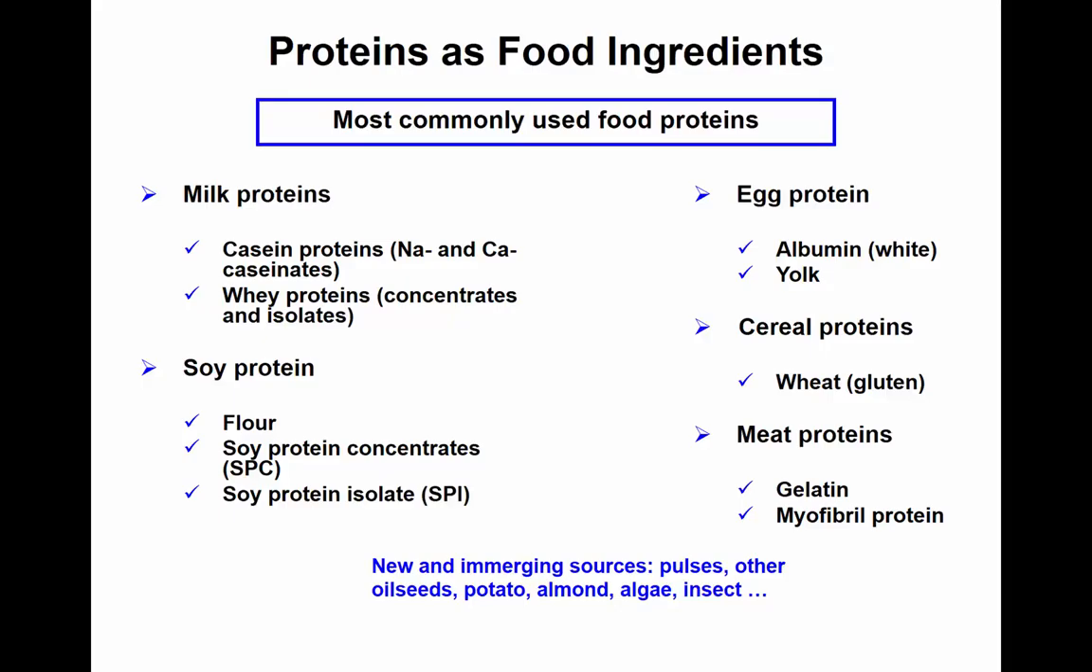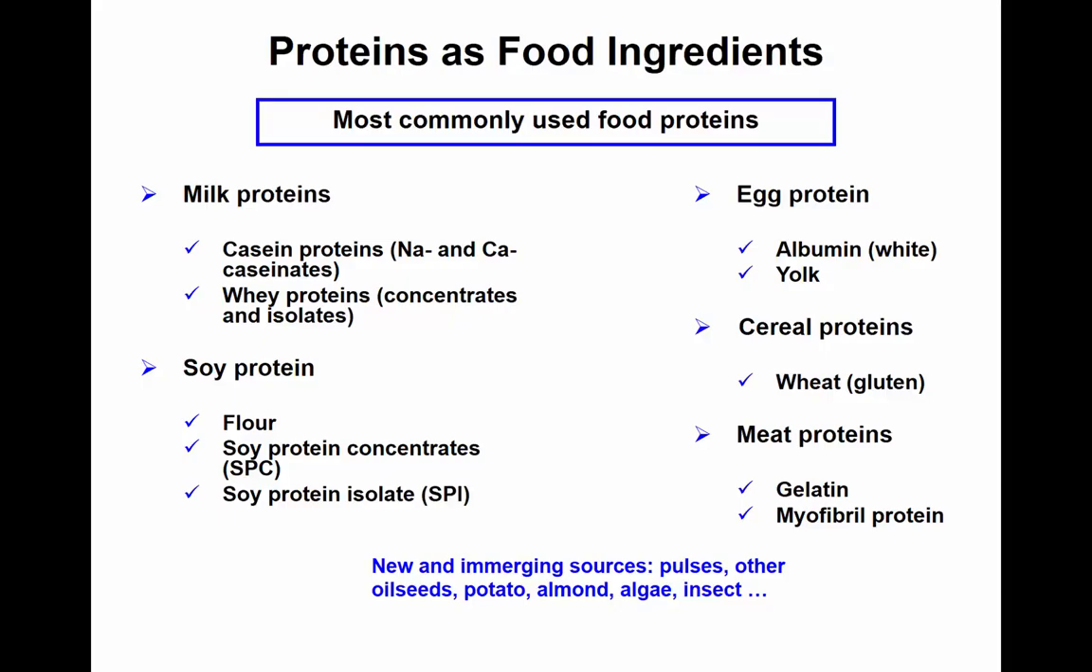Pulses is a big one. The closest to being really big and huge now is pea protein. And then other oil seeds other than soybean. Camelina is one. Claire is working on that. There are a couple others. There's silphium, which is an oil seed. Pennycress is an oil seed that is high in protein. And they're looking into it as an additional oil source and protein source.